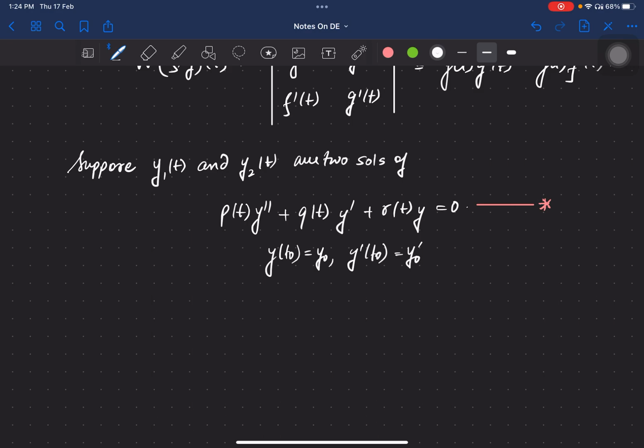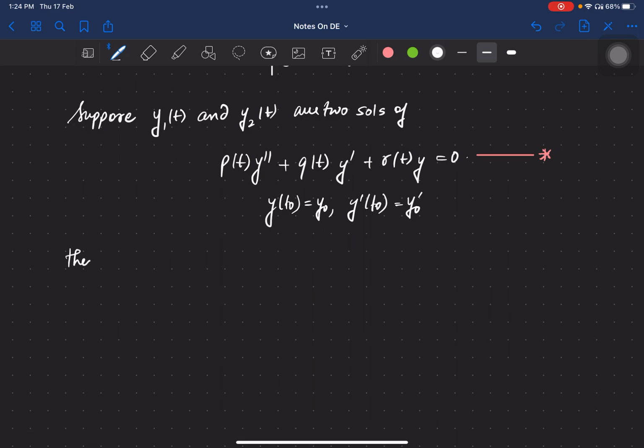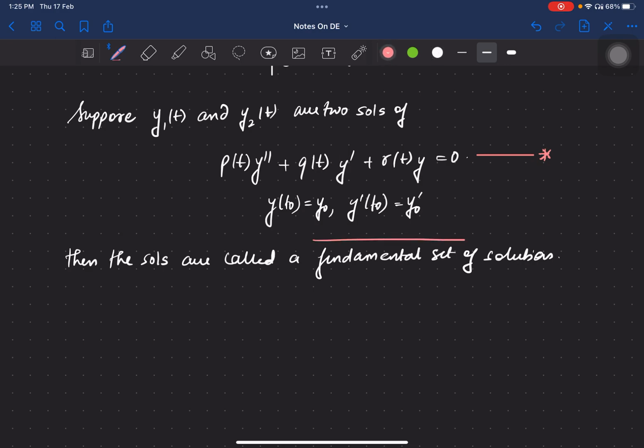So suppose y1 and y2 are solutions of the differential equation star, then the solutions are called a fundamental set of solutions. So let me highlight this phrase, fundamental set of solutions.